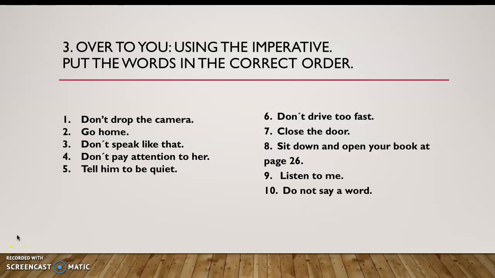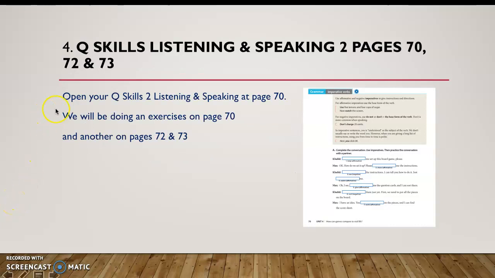Now it's time to open your books. So please, I'd like you to take out your books and I'd like you to go to page 70 first of all. And then we're going to do an exercise on this page 70, and then on pages 72 and 73. Okay, so let's go. Let's go to the book. Okay, here we go.